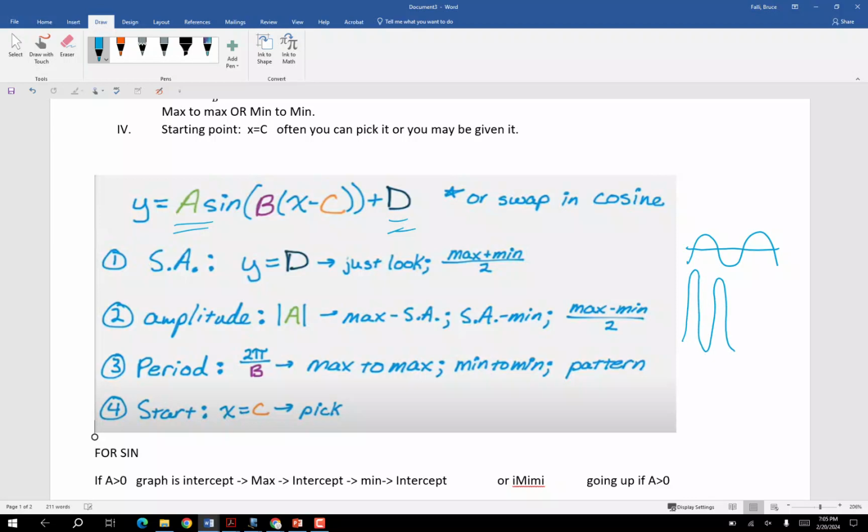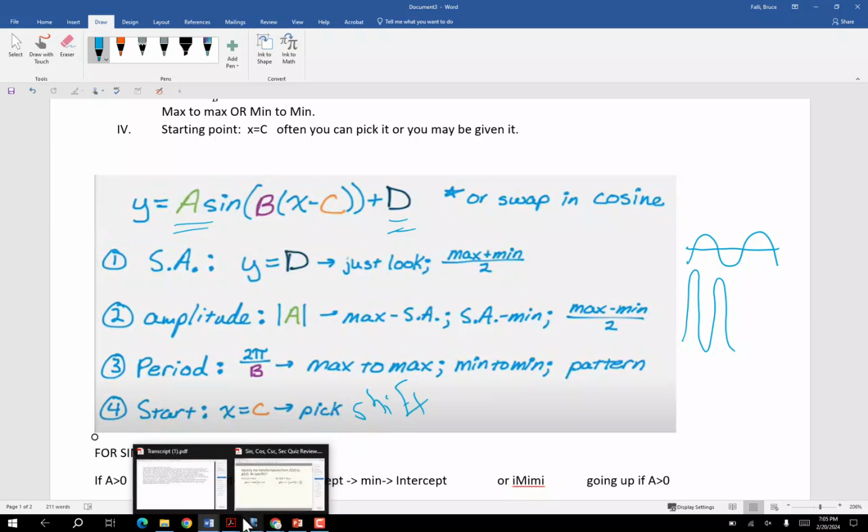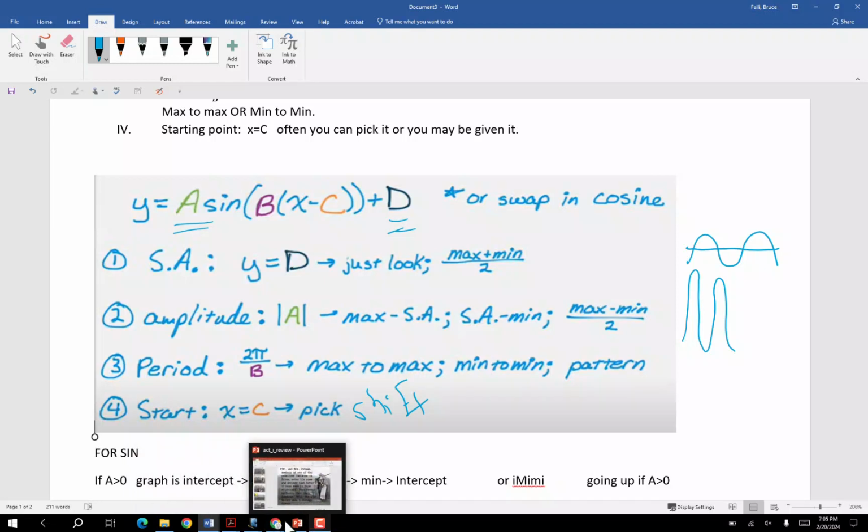It would be a bigger one. Okay. Period is 2 pi over B. And then the starting point is C. I don't think that starting point is a good name. I'm going to call it the shift. Okay. So let's take a look at this and see how we do with it.